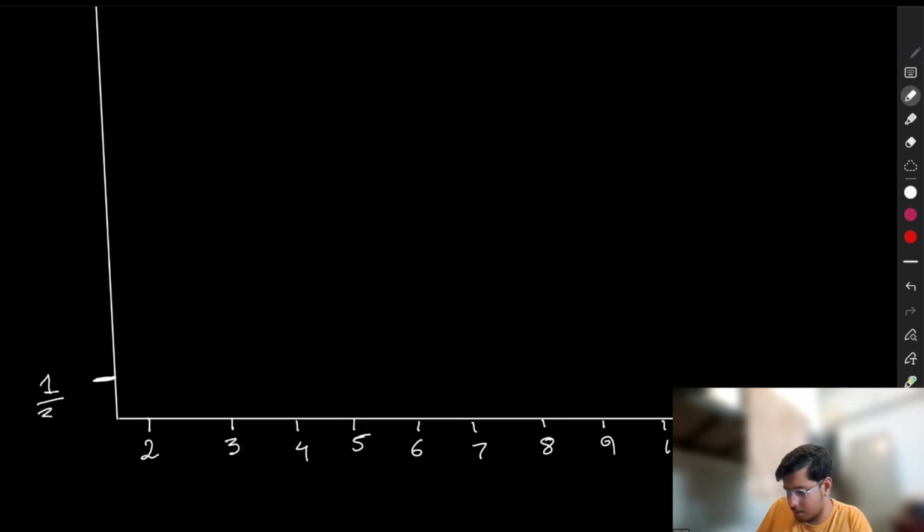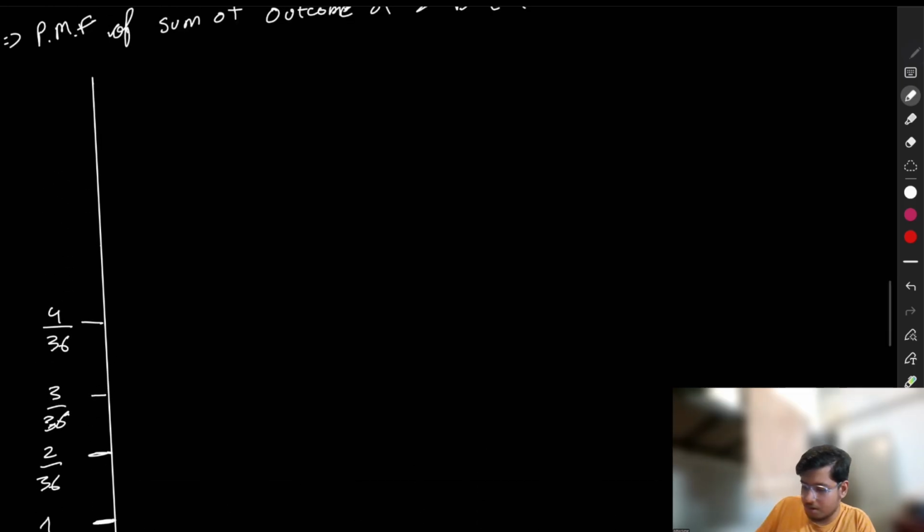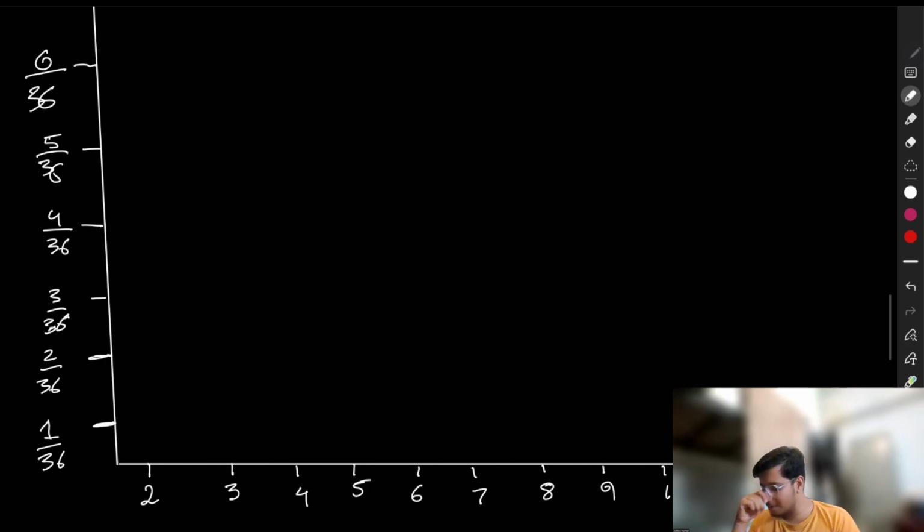Let's draw this: 1 by 36, 2 by 36, 3 by 36, 4 by 36, 5 by 36, and 6 by 36. Right. So what is the probability that we roll two dice and the sum of the outcomes is 2? It is simply 1 by 36. Right, 1 by 36.